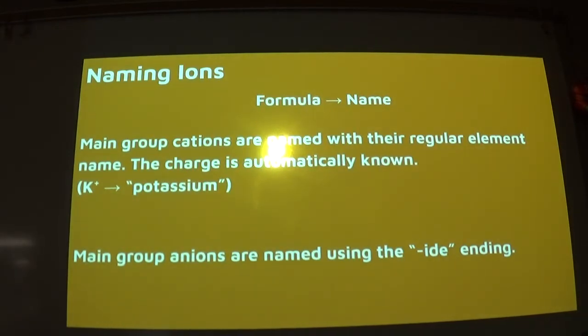If I have a main group element and it's an anion, I'm going to use the -ide ending. So for negatively charged ions, we change the ending. Oxygen implies a neutral oxygen atom. If it's negatively charged, I should call it oxide. So for this, we're implying a charge by changing the ending.